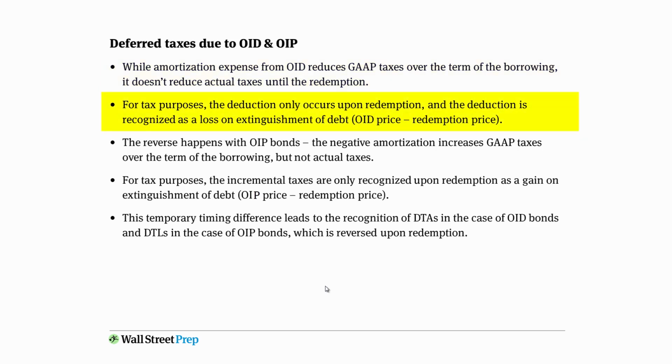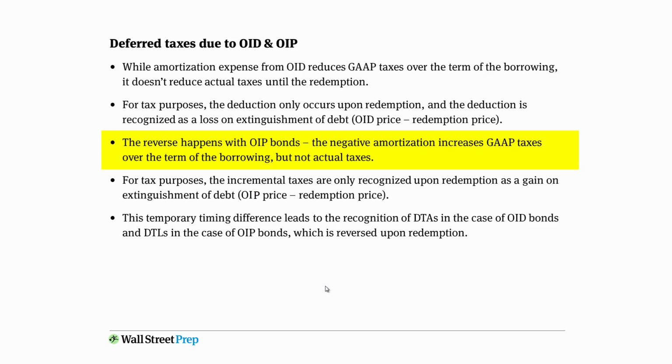For tax purposes, the only deduction occurs upon redemption, and the deduction is recognized as a loss on the extinguishment of debt calculated as the original issue discount price minus the redemption price. The reverse, of course, happens with original issue premium bonds.